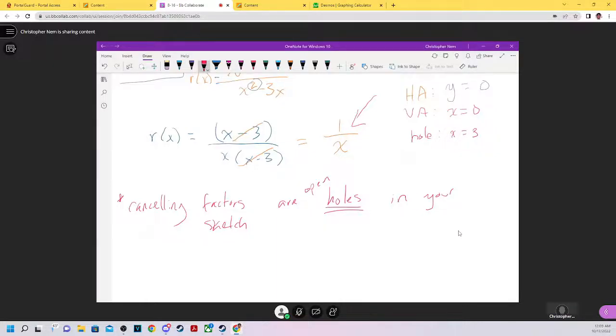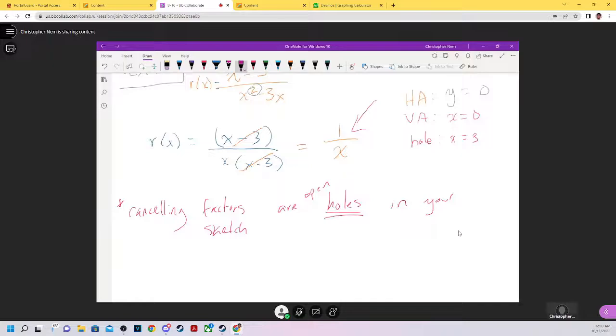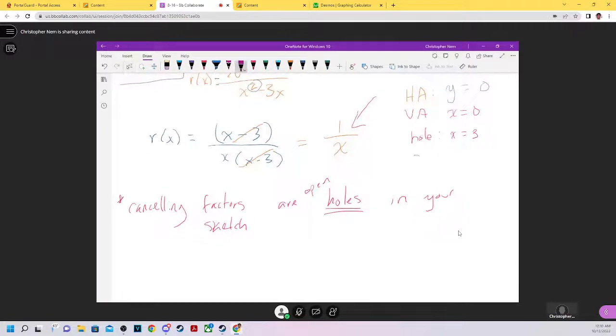Wherever x equals 3, for the y value, that's where my hole is located. So it's very important you find out where the holes are located. And then, now I need to figure out the other pieces, the x-intercept and y-intercept. Well, the x-intercept is just setting the numerator equal to 0. But I can't set the numerator here equal to 0 anymore. It's 1 over x, which means I don't have an x-intercept.